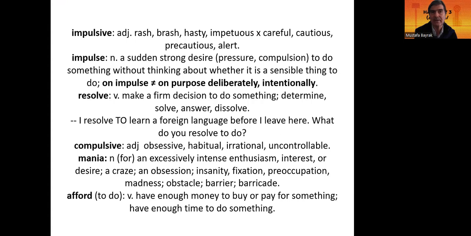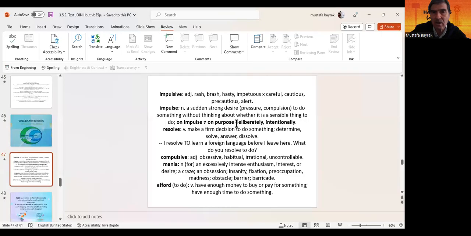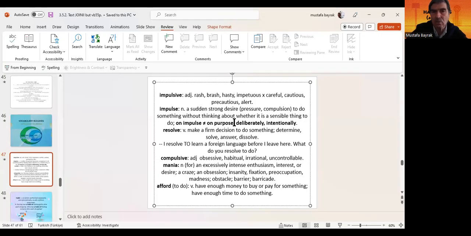Impulse as a noun: a sudden strong desire, pressure, compulsion, okay, a desire to do something without thinking about whether it is a sensible thing to do. Yes, on impulse is the opposite of on purpose, deliberately, intentionally.